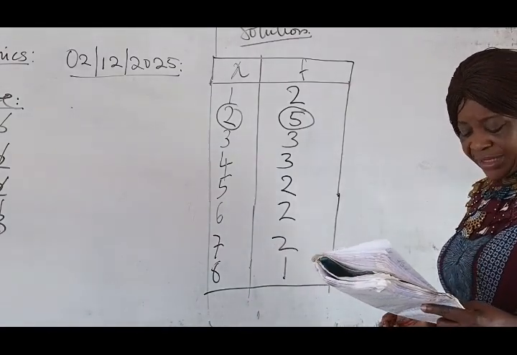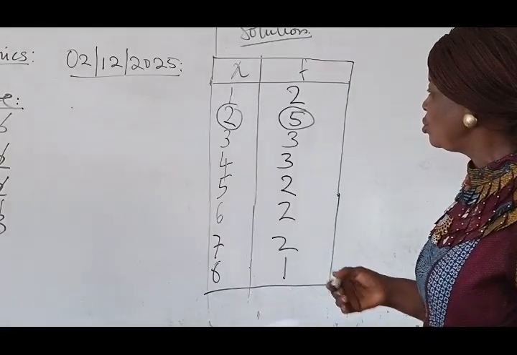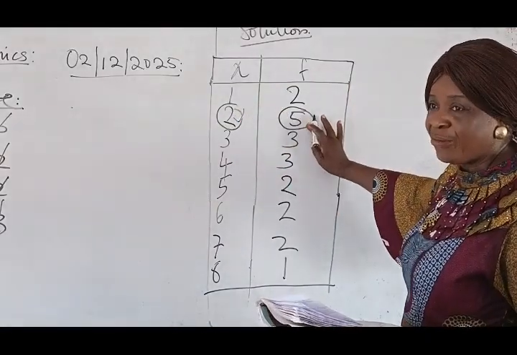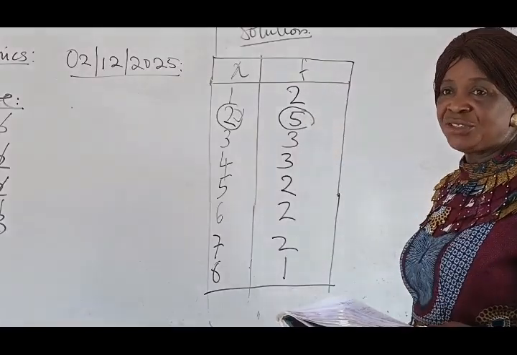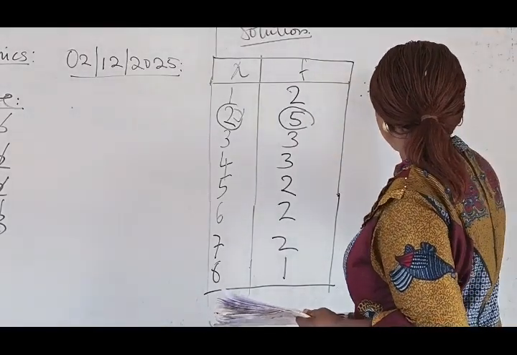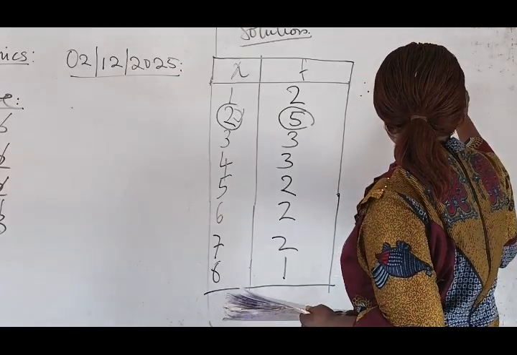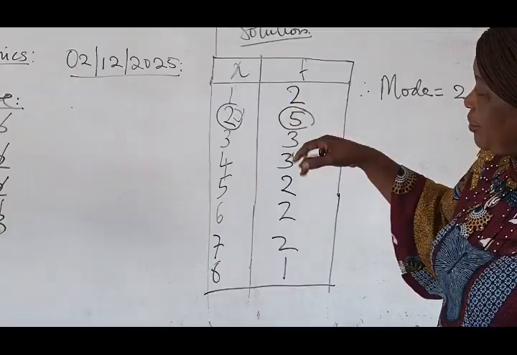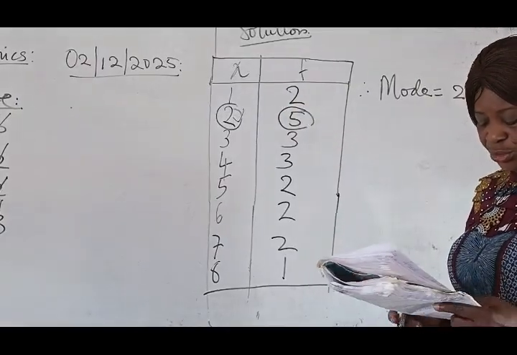So, for that reason, our mode is what? 2. Because 2 has the highest number of what? Times it appeared in the distribution. So, 2 becomes our mode. So, you say, therefore, mode equals to what? 2. Because 2 appears more than every other number in the distribution.